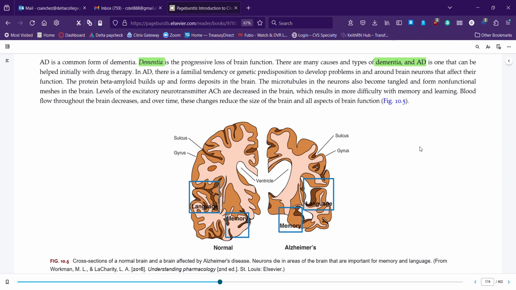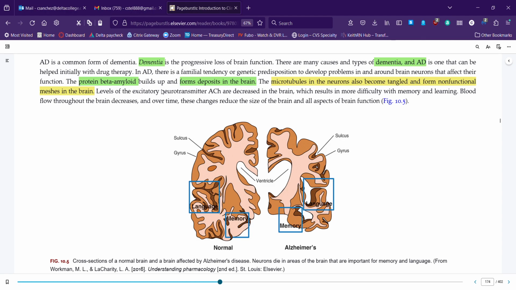around the brain neurons. So the protein beta amyloid is what builds up and forms deposits in the brain. Okay, and this is what they believe is the primary problem. So these microtubules in the neurons also become tangled and form non-functional messes in the brain.